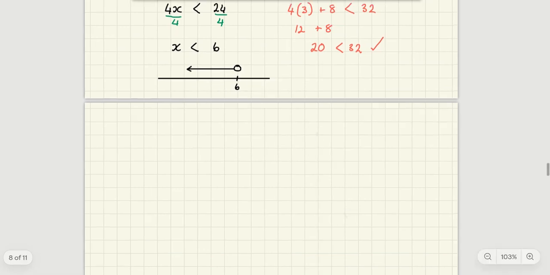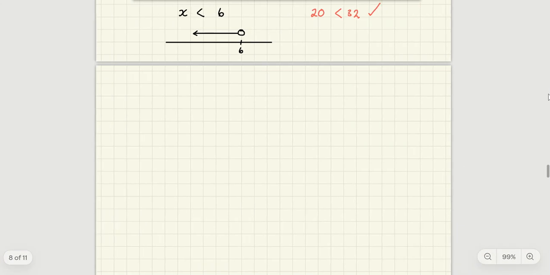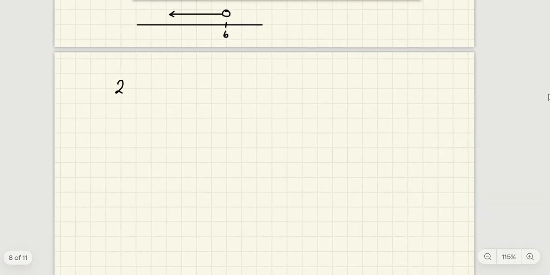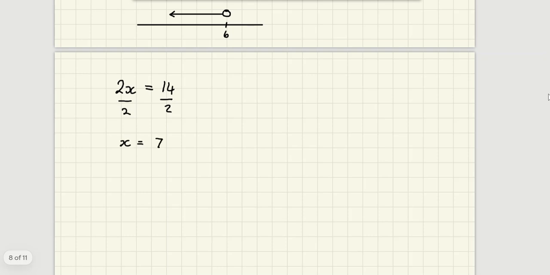So if we know that 2x equals 14, how do you solve that? We divide both sides by 2 and we get 1x must equal 7. I check that by doing x is 7, so 2 times 7 should equal 14. It does. I'm happy. All right?